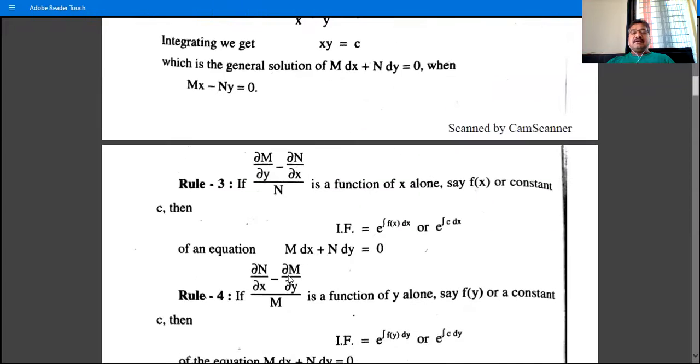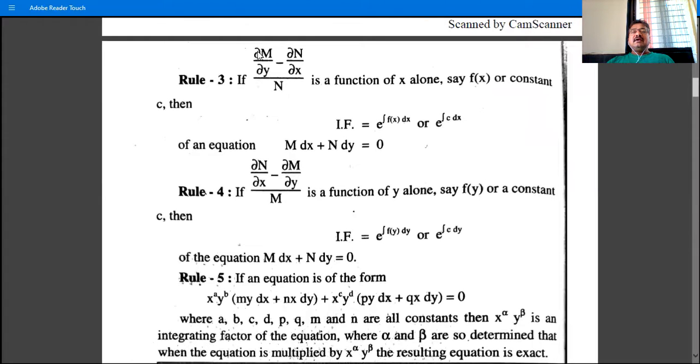But what is the difference between these two ratios? It is ∂N/∂x first, then minus ∂M/∂y, divided by M. Instead of dividing by N, we divide by M. And if this ratio is a function of y alone, or it is constant, meaning the value of this quantity is free from x, then the integrating factor is e raised to integration f(y) dy, or e raised to integration c dy, if its value is c. So this is the rule.